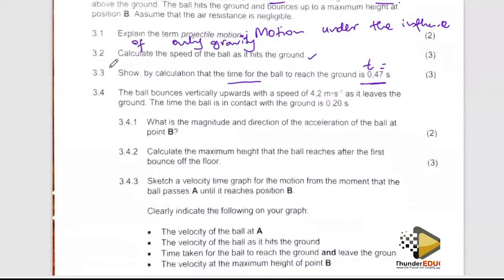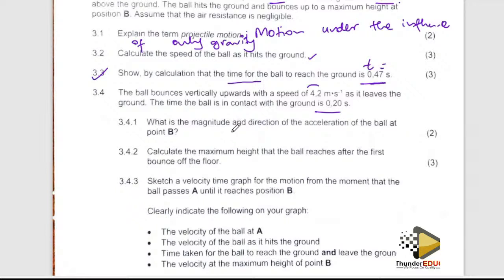Then we're done with this. The ball bounces off vertically upwards with a speed of 4.2 meters per second as it leaves. And the time that the ball is in contact with the ground is 0.2 seconds.